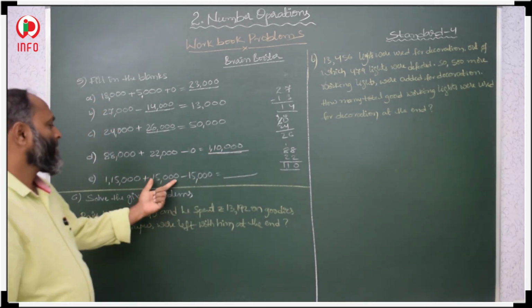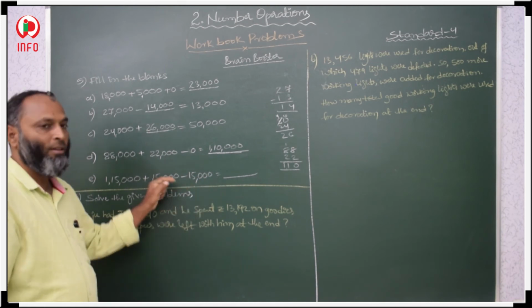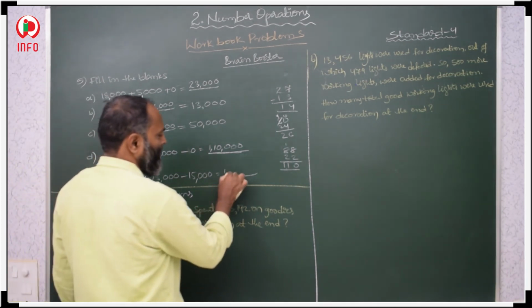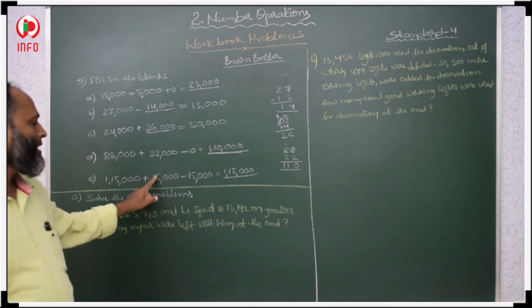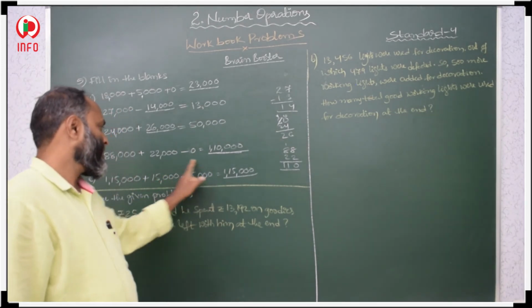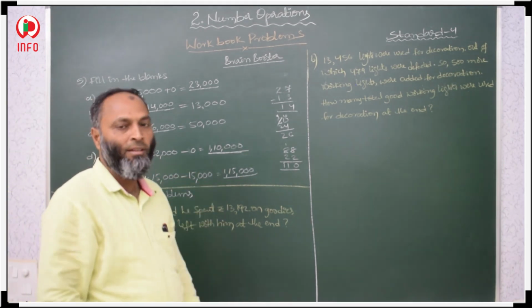Then plus 15,000 minus 15,000 is 0. This becomes 0. If it is 0, then we will get this answer only. 1,10,000 is the answer. Why? Because plus 15,000 and minus 15,000 is 0. So this is completely 0. If 0 is added to this, then we will get the same number only. So that is why it is 0.